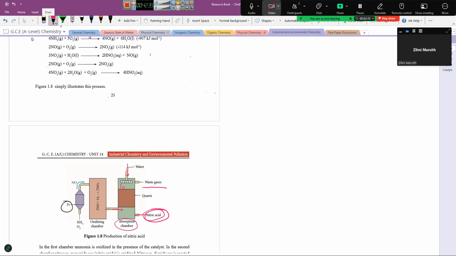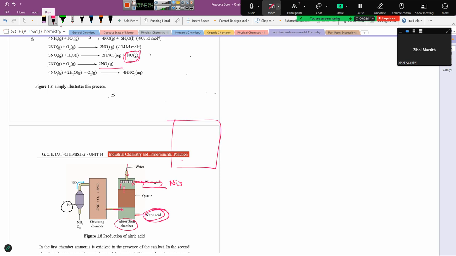Nitric acid. You see here, NO gas is a waste gas, right? So again, during this process, NO gas is a waste gas. So NO gas will come through this tube. Again, this will be utilized in another setup to produce NO2 gas. Now you see here, NO gas comes here, right? So through this, NO gas comes.